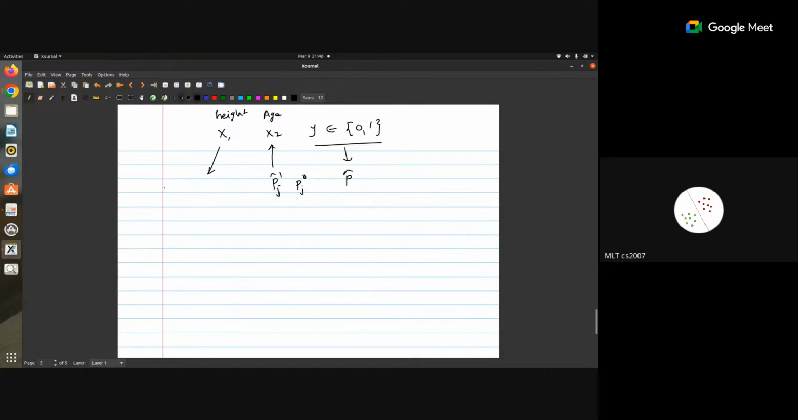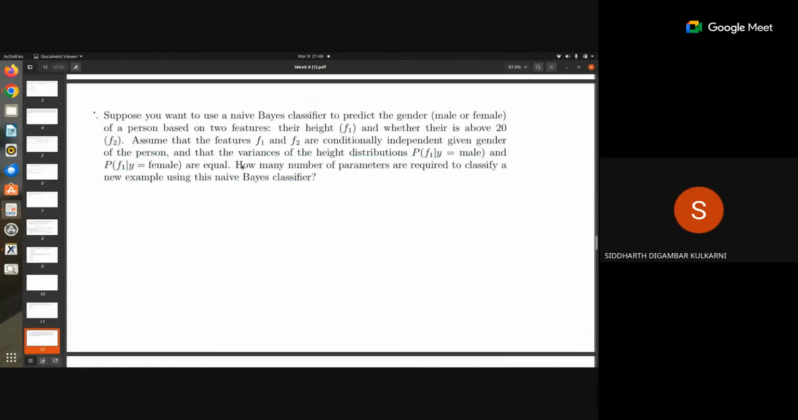What about the height? It's Gaussian distributed, but that means you need to find out mu, let's say mu j1 and mu j0. And what else? Sigma. Is sigma the same for both classes? Sigma is the same. Is it said here?